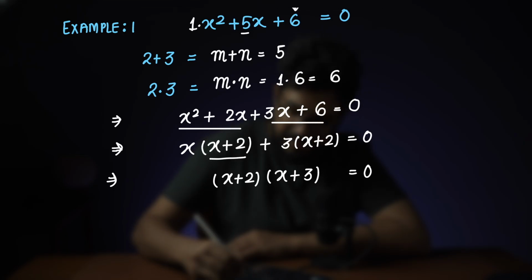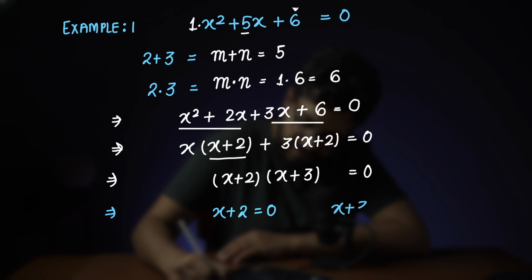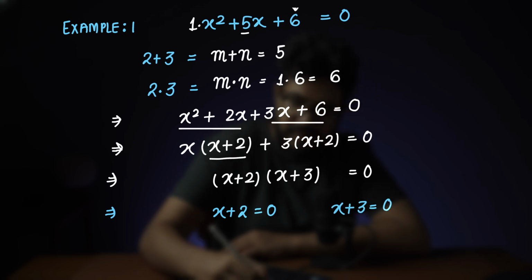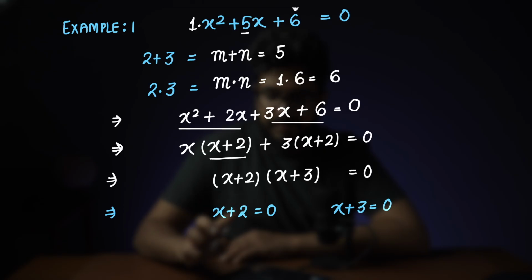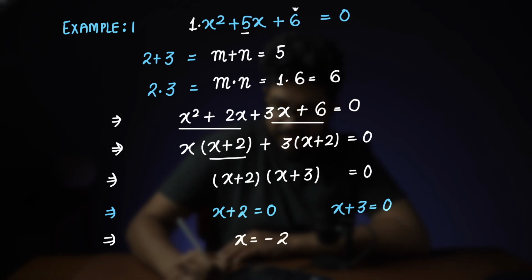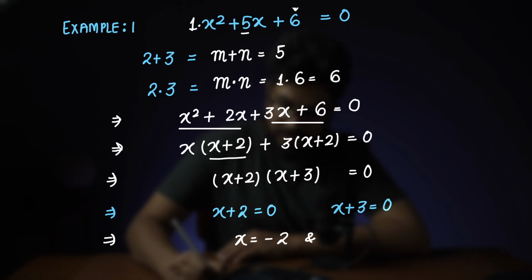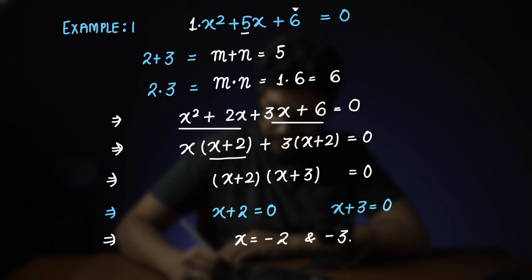So this implies either the first bracket is 0 or the second bracket is 0. Since the product of two numbers is 0, this should always mean one of the numbers has to be 0. Now solving the first linear equation, we get x = -2, and from the second equation x + 3 = 0, the value of x is -3. So these are my solutions of this quadratic equation.